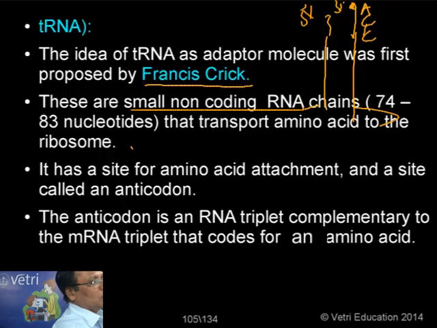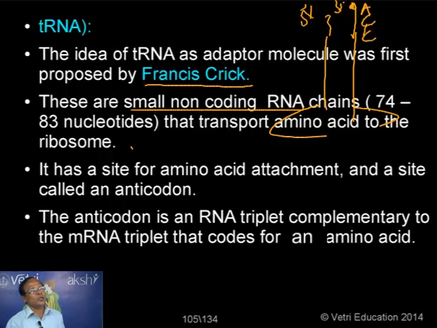It is a cloverleaf-like model, as proposed by Holley, which we have already seen in the previous lesson, molecular basis of inheritance part 1. Anyway, it is a site for amino acid attachment called the CCA end, the 3' end. And also there is a site oppositely oriented to this amino acid binding site, called the anticodon site, where you have a triplet of 3 bases.